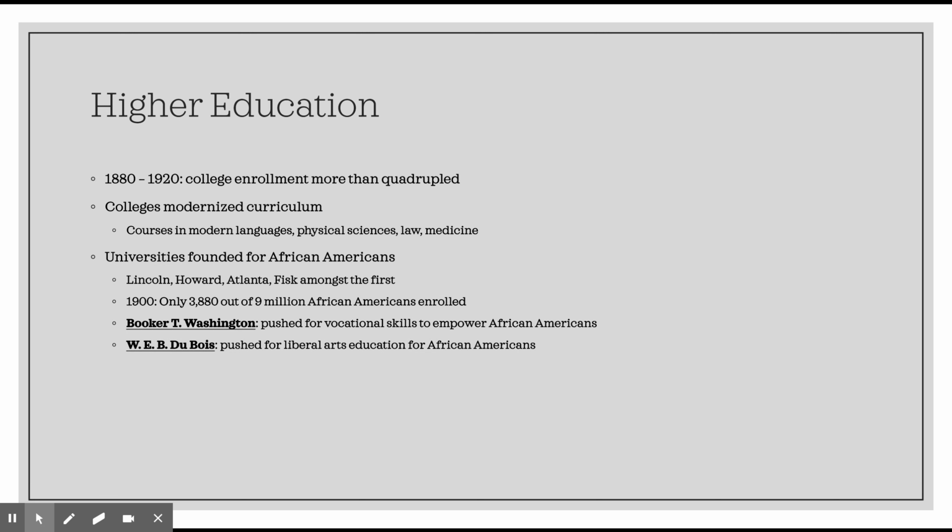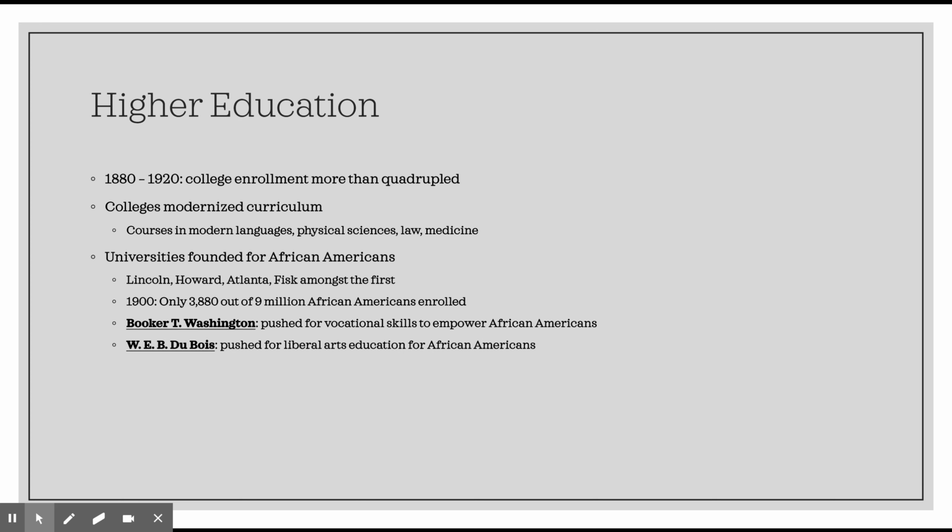Universities were also founded specifically for African Americans. A lot of the HBCUs, as we call them today, schools like Lincoln, Howard, Atlanta University, and Fisk, they were among some of the first universities founded specifically for African Americans. In 1900, there were only 3,880 out of 9 million African Americans who were enrolled. So it was still a very, very, very small number who were in college.